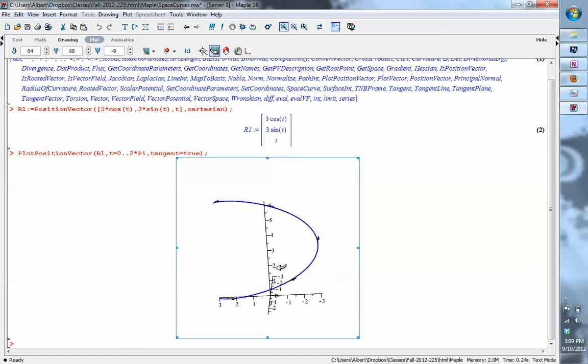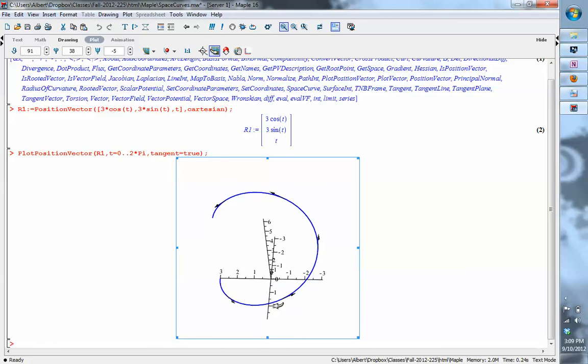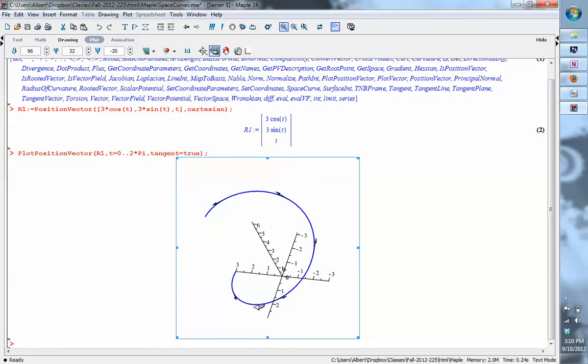Another reason to flip over to this is those little black arrows. Those are going to become really important to us very soon. These little black arrows are tangent vectors to the trajectory, to the curve. And we're going to start caring a lot about those.